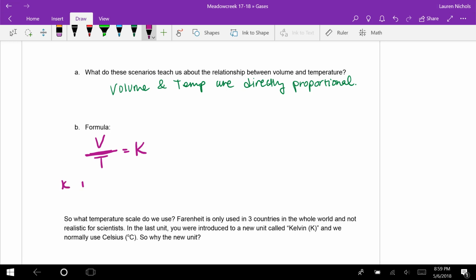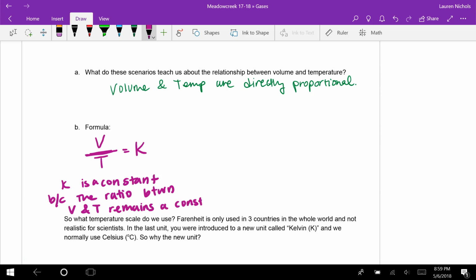And so K is a constant, and that's because the ratio between volume and temperature remains a constant number. It could be 20, it could be 10, it could be 1,000, but the ratio between them always has to be the same. If you increase your temperature, you increase your volume. If you decrease your temperature, you decrease your volume. That's what we learned there.